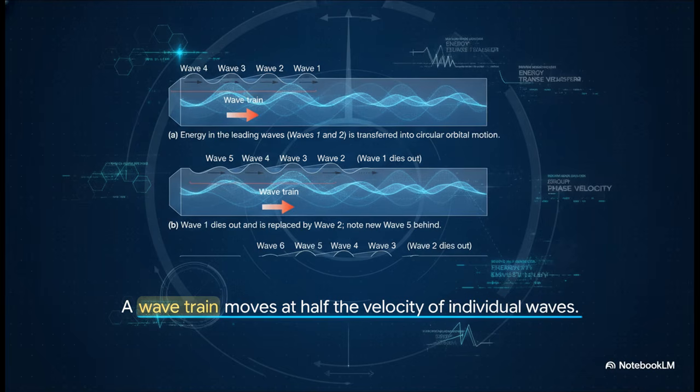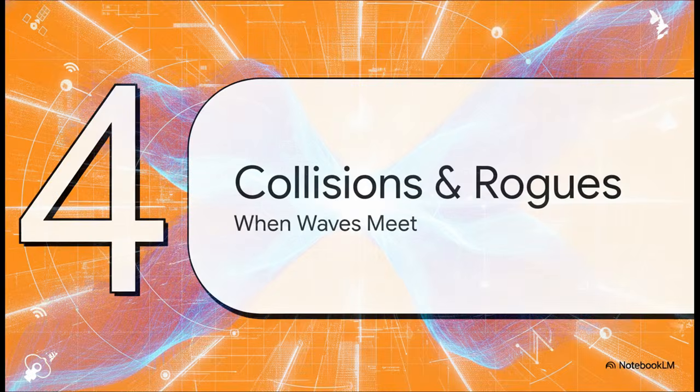Look at the sequence of a wave train leaving the storm area. As the group moves forward, the leading wave constantly transfers its energy downward into the undisturbed water, and it essentially dies out. To replace it, a brand new wave forms at the very back of the pack. Because of this continuous birth and death cycle, a wave train as a group actually moves at exactly half the speed of the individual waves traveling inside it. Of course, the ocean isn't exactly an empty highway.